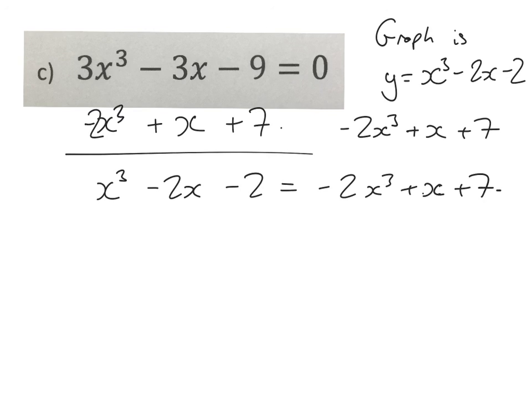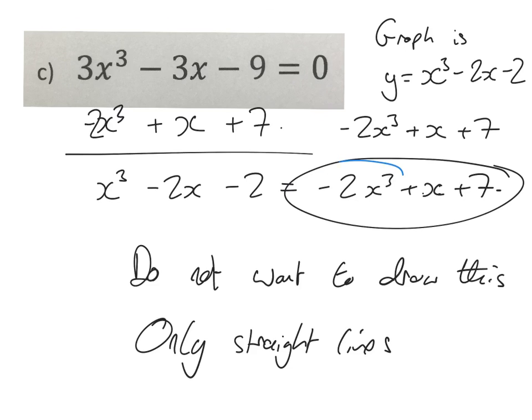So what we get is this. Now that is not fun to draw. We do not want that. In fact, you only want straight lines. And the reason I know that's not a straight line is because of this term here. 2x cubed is non-linear, is what we call it, so it's not going to be a straight line. So we have to find another way.